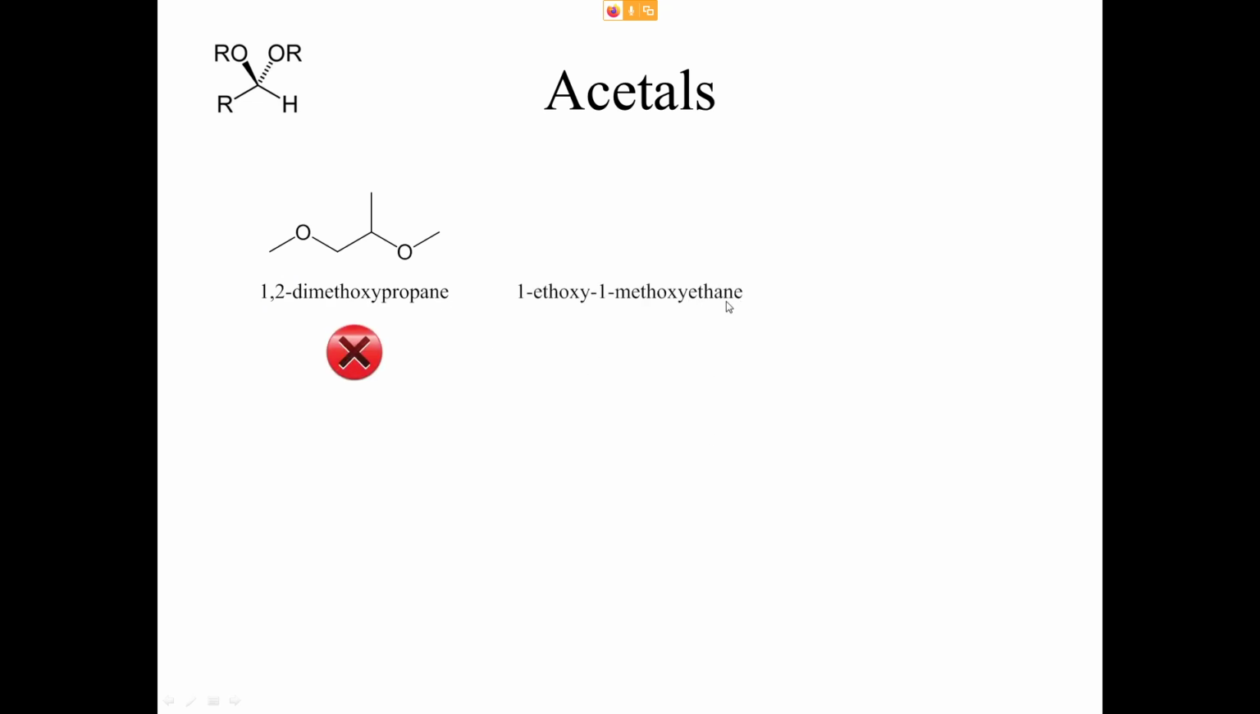Draw ethane first, right? 2 carbons. And I need a methoxy on number 1 and an ethoxy also on number 1. So I'm going to draw ethane here on the middle of the screen. So 1, 2, going straight up. And on number 1, I put an ethoxy on the left and a methoxy on the right. So the main chain here is this vertical thing.